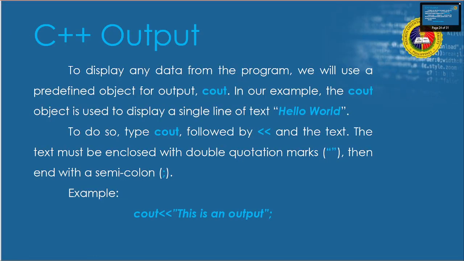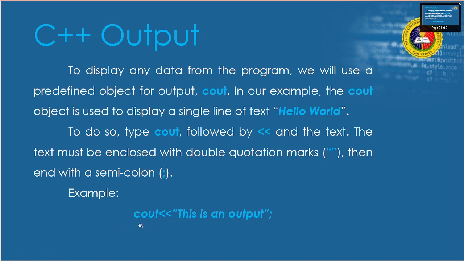Alright. So lastly, we're going to understand C++ output in a much better approach. So to display any data from the program, we will use a predefined object for output, which is cout. It is cout, all right? In our example, the cout object is used to display a single line of text, hello world. That's the example a while ago. So to do so, type cout followed by two open angle brackets. And then the text. The text must be enclosed with double quotation marks, just like that. Then end with a semicolon.